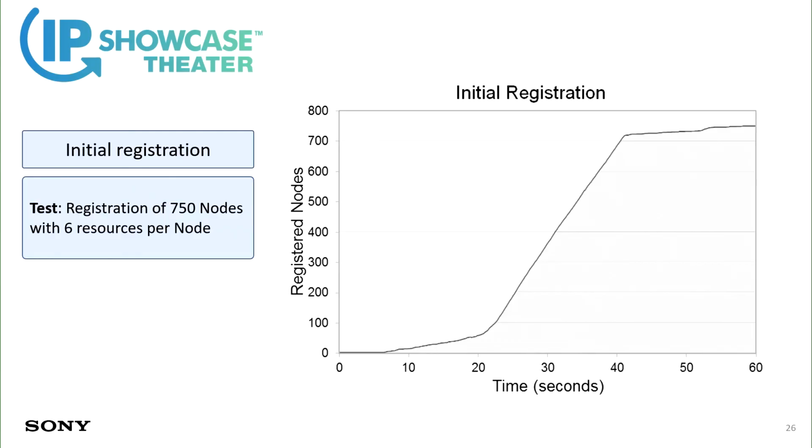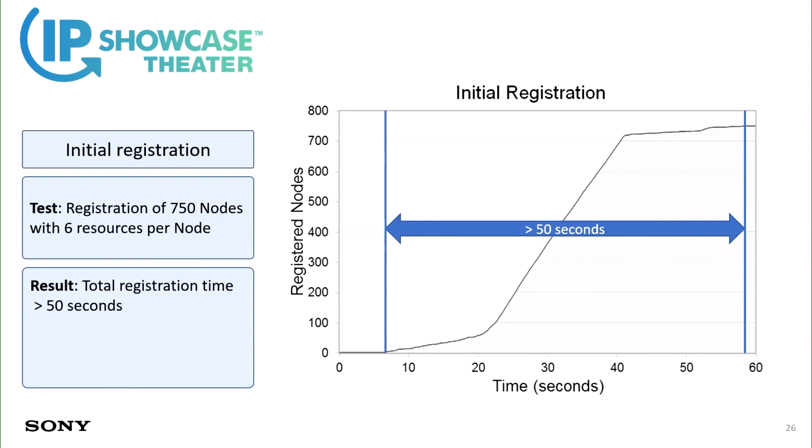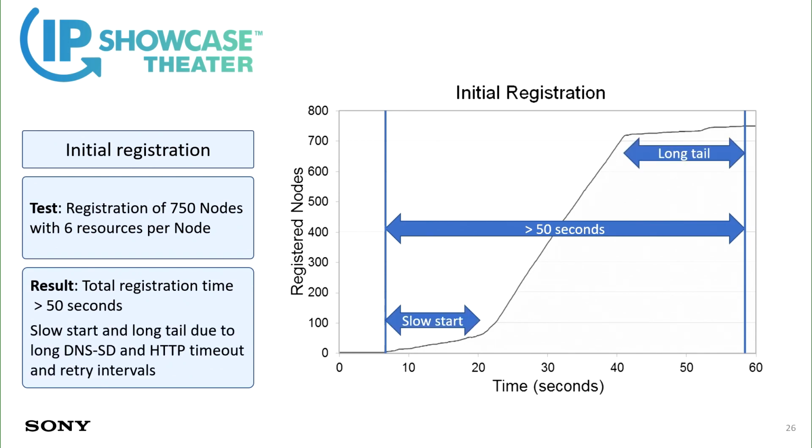So we went down to 750 nodes, and we saw the same kind of pattern. Again, total registration time was over 50 seconds for 750 nodes, and again we had this slow start and long tail that I talked about. Delving into the behavior of the software a bit more, we found that the slow start was actually due to the DNSSD discovery of the registry when the nodes first join the network.